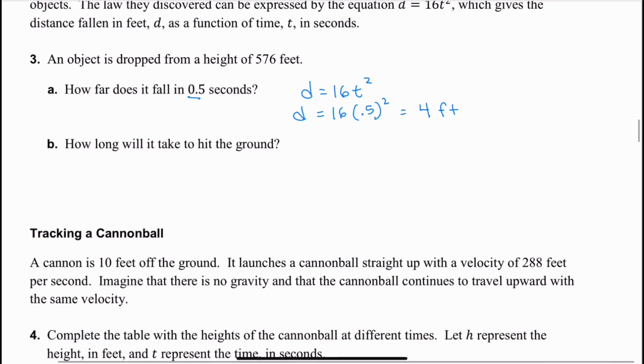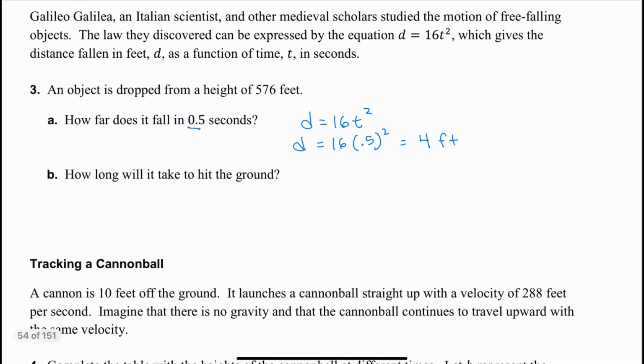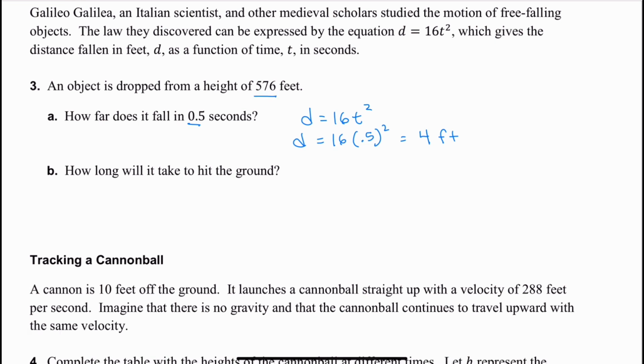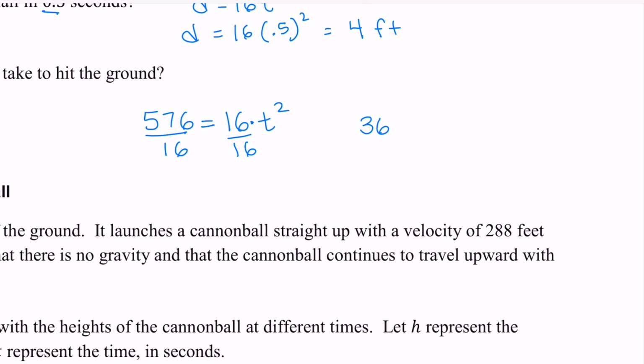So if we're trying to figure out how long it will take to hit the ground, if it's 576 feet off the ground, the total distance traveled will be 576. That will equal 16t squared. So what we're going to do is get t alone. The t is being multiplied by 16, so I'm going to divide 576 by 16. That equals 36, which equals t squared. So our t has to equal 6 seconds.